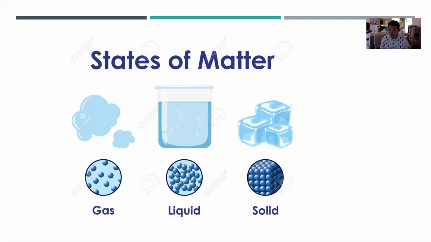We know that the liquid has a definite volume because the particles are very close to each other, but since they can slide past each other, the liquid has an indefinite shape, right? It takes the shape of the container it's in, and the gas, because they're so spread out, has both an indefinite volume and an indefinite shape.